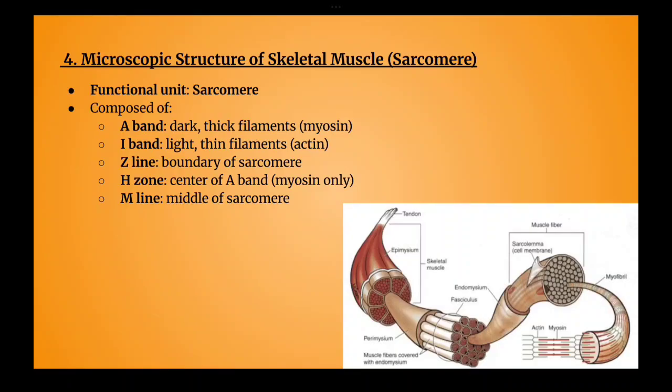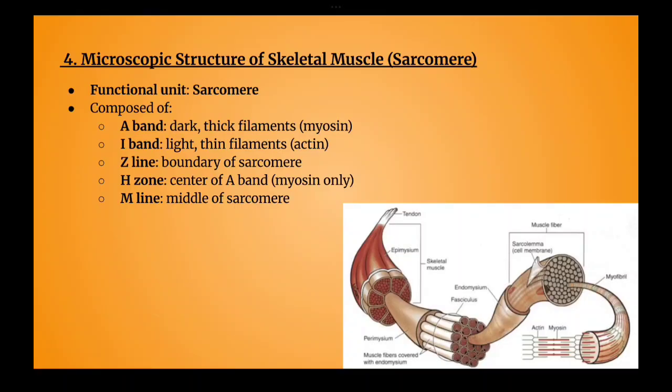So now let's see the microscopic structure of a skeletal muscle, or a sarcomere. We'll see that the functional unit, how the muscles contract and relax, depends upon this unit, which is the sarcomere. A sarcomere is a small part of a skeletal muscle that makes up the whole function of how the skeletal muscle is moving.